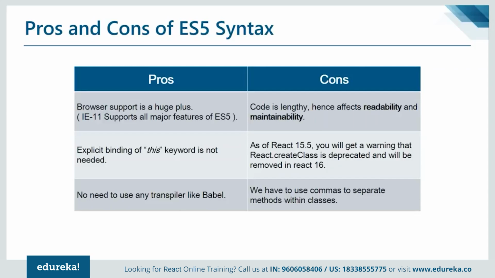Now, what are the cons? We have to use commas to separate methods within the classes. So there is a way where you can have multiple functions or methods, which need to be separated by commas, which we'll see in one of the demos. One of the most important cons related to ES5 classes, I'll say, is that the code is very lengthy. It affects the readability and maintainability of the code in React.js when we talk about ES5 classes. That also we'll see in one of the demos very quickly.